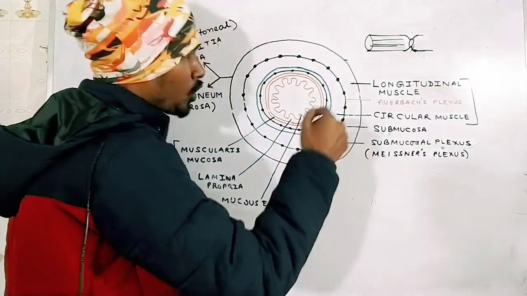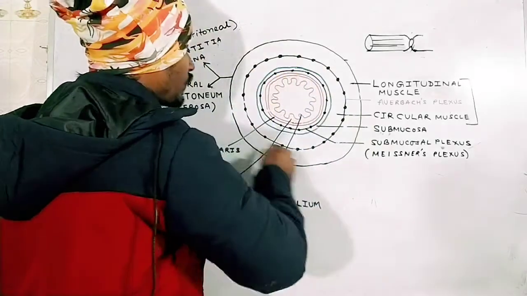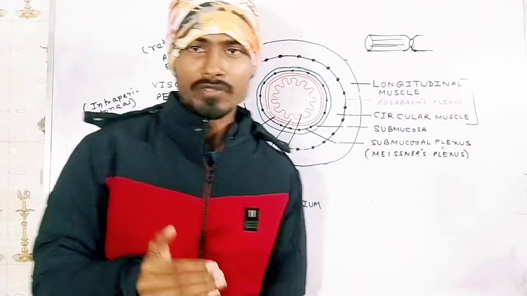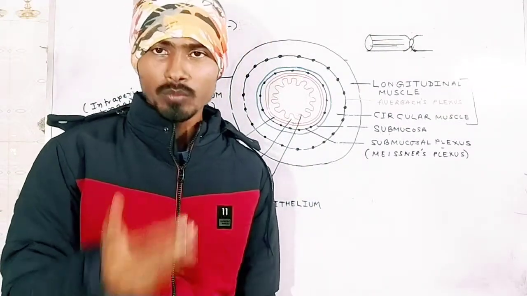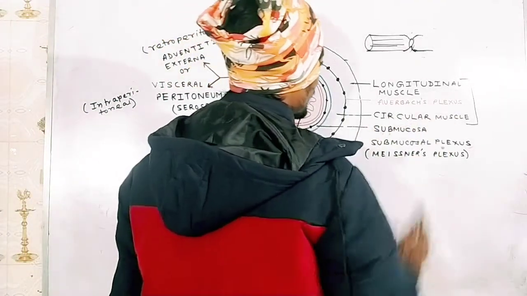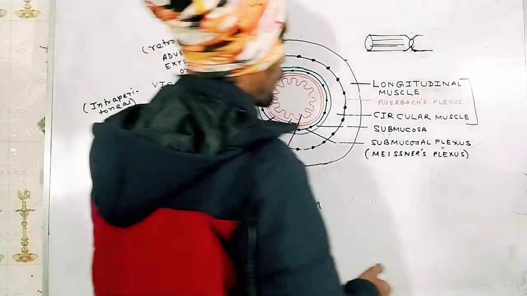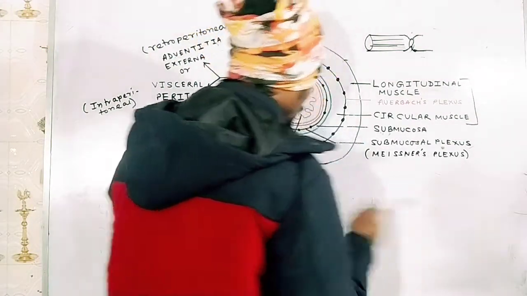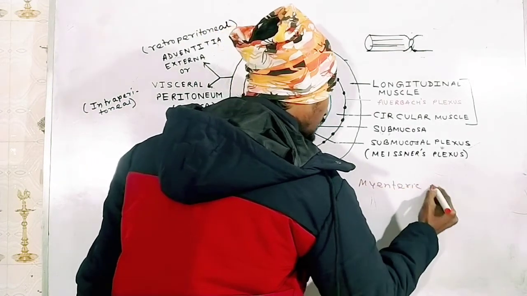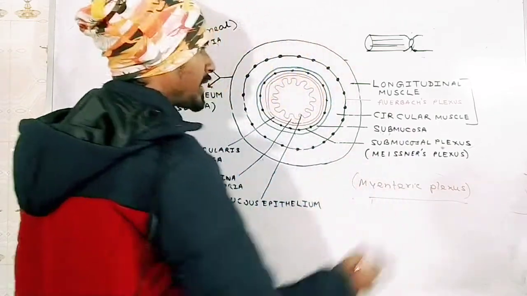Now in between the longitudinal muscle layer and the circular muscle layer, we have blood vessels, nerve cells and parasympathetic nerve fibers, which control the peristaltic movement. Okay. So we call it Auerbach's plexus. This Auerbach's plexus is also named the myenteric plexus. Okay. So they are both the same.